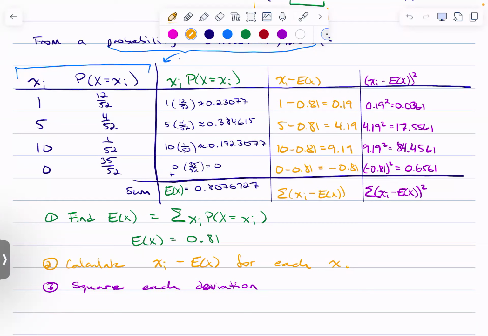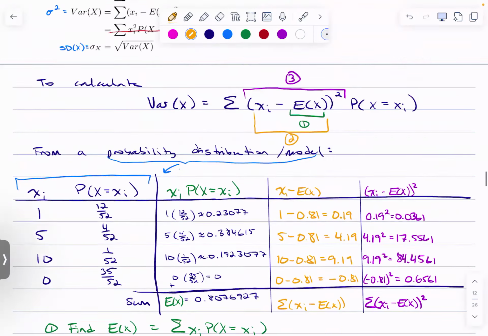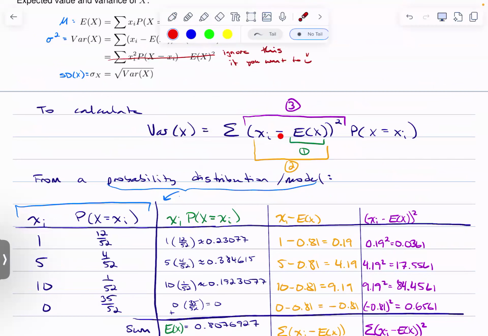What do you need? We're so close. You need to take all of those squared deviations that we found and multiply each by its respective probability, and then add those all up. And so here I'll use pink for my grand finale.